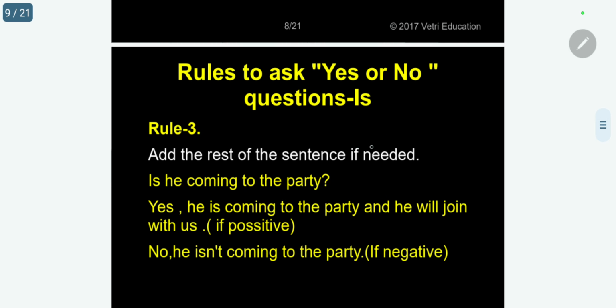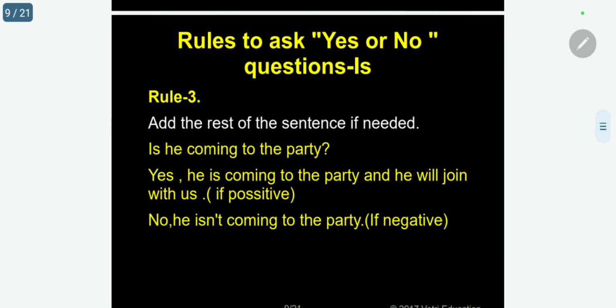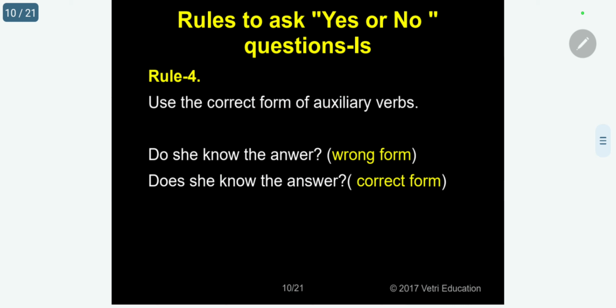Rule 3: add the rest of the sentence if needed. If it is required, add the rest of the sentence. Example: Is he coming to the party? Yes, he is coming to the party, and he will join with us. This is the rest of the sentence. If it is negative: no, he isn't coming to the party.